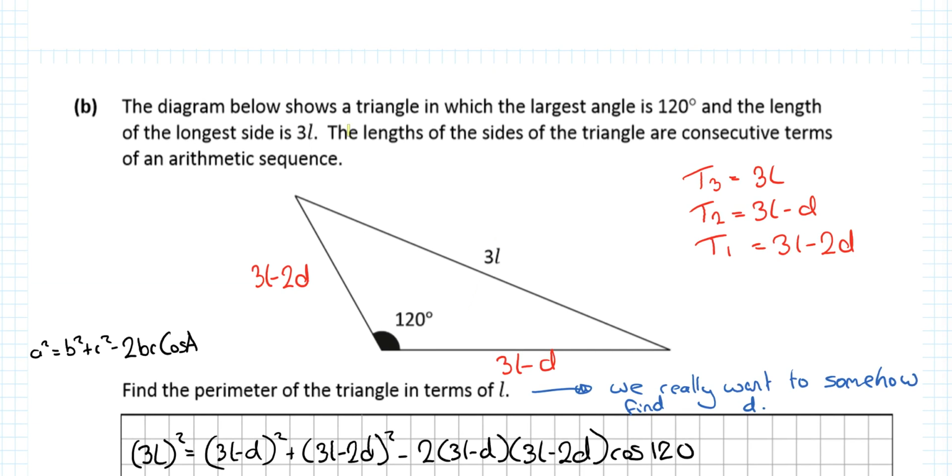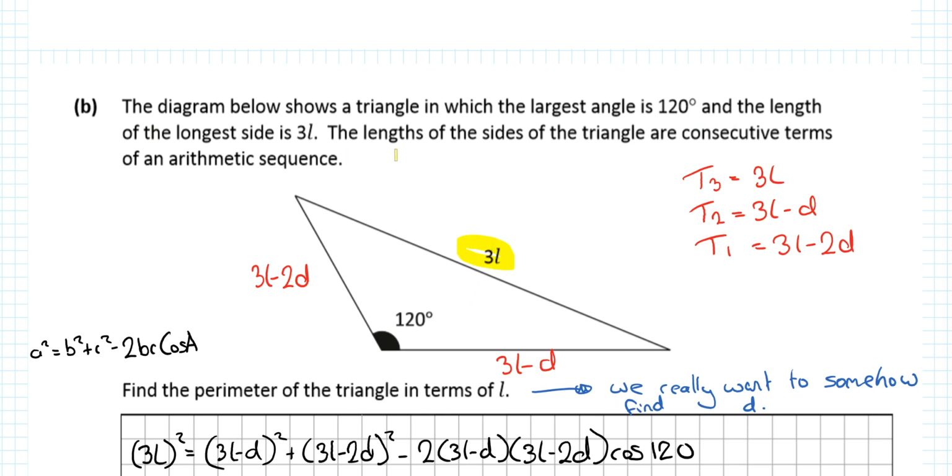The diagram below shows a triangle in which the largest angle is 120 degrees. The largest angle is always opposite the largest side. Draw any triangle out yourself. Make it exciting. Don't make it a right angle triangle, and you'll notice that the largest angle is always opposite the largest side, and curiously as well, the smallest angle is always opposite the smallest side. So the length of the longest side is 3L.